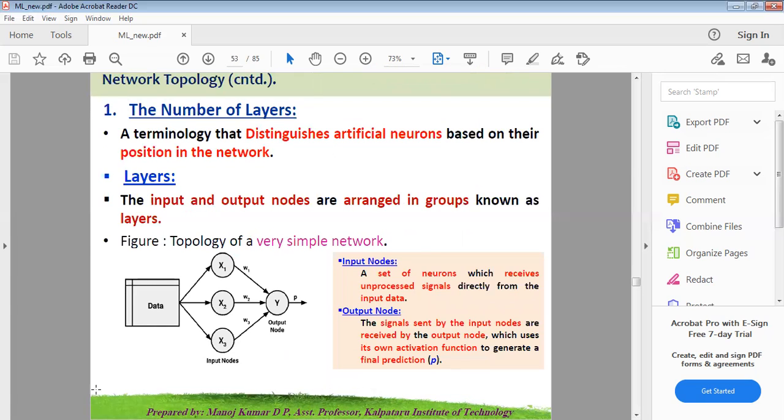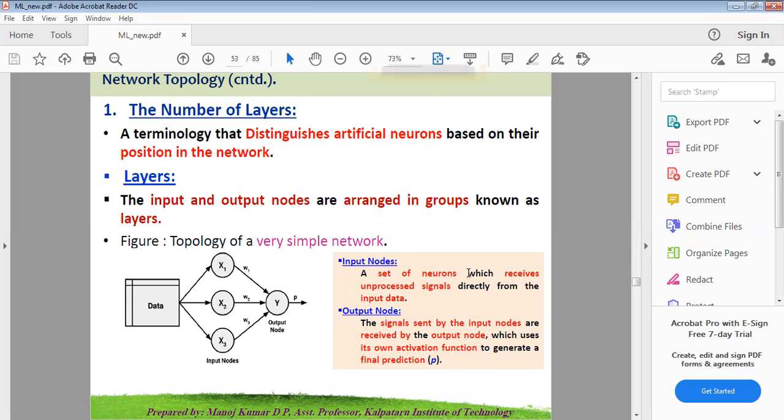This is terminology that distinguishes artificial neurons based on their positions in the network. Inputs and outputs are arranged in groups known as layers. So here is the data. Inputs are given here and Y is the output. Here there are no hidden layers. You are getting X1, X2, X3 with weights W1, W2, W3, which will generate the output, that is the prediction. What is P? Prediction. So, what are the input nodes?